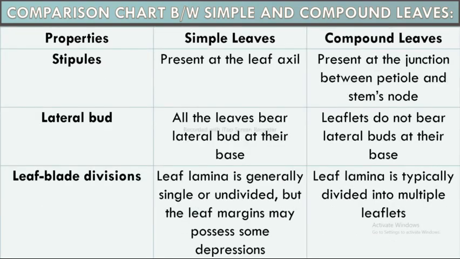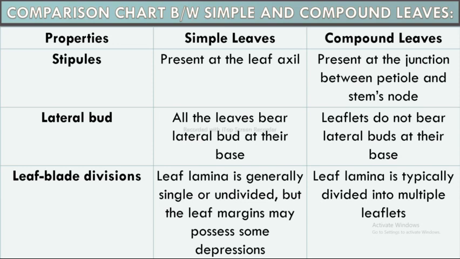The next property is the stipules. In simple leaves, the stipules are present at the leaf axil. In compound leaves, the stipules are present at the junction between the petiole and the stem's node. The next property is the lateral bud. In simple leaves, all the leaves bear the lateral bud at their base, but in compound leaves, the leaflets do not bear the lateral buds at their base.